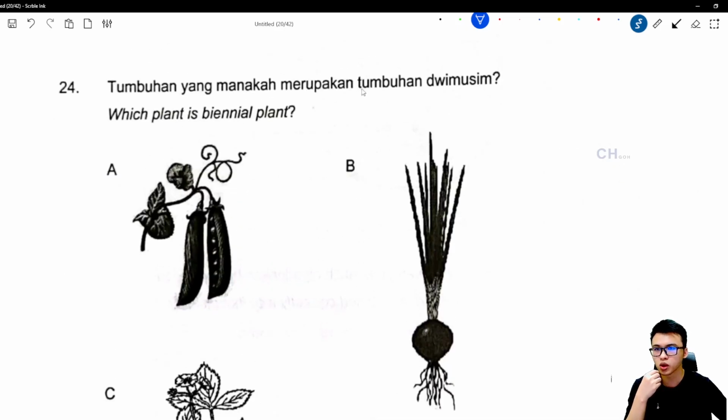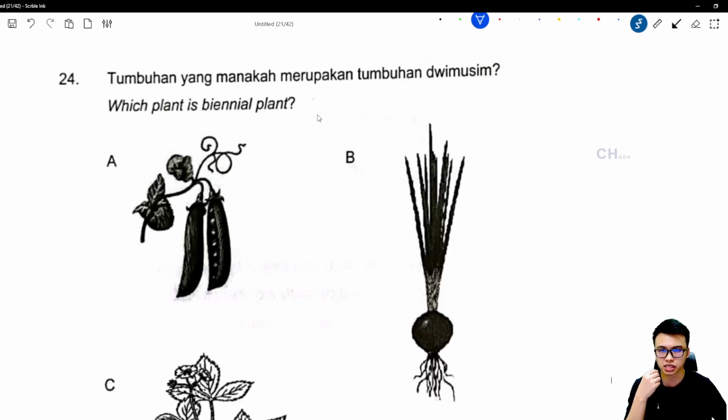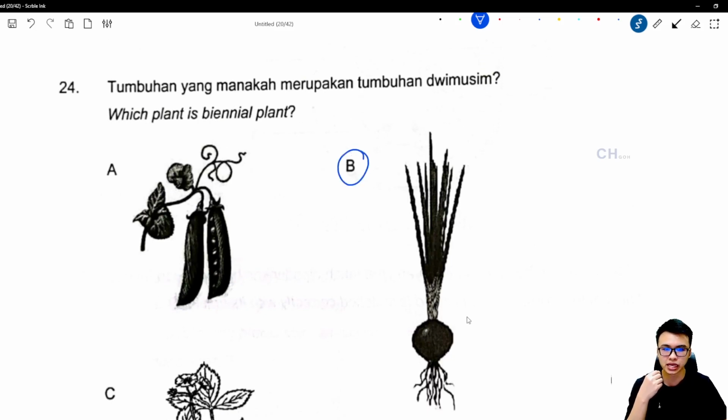Alright, so let's move on. Which plant is a biennial plant? Okay, this question is very easy because the answer is B, the beetroot.